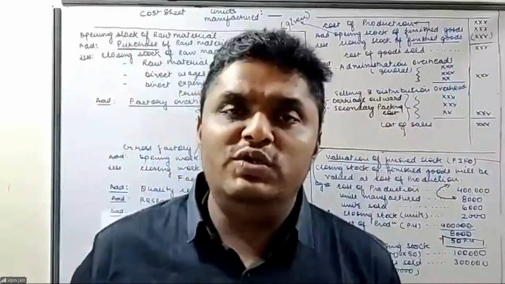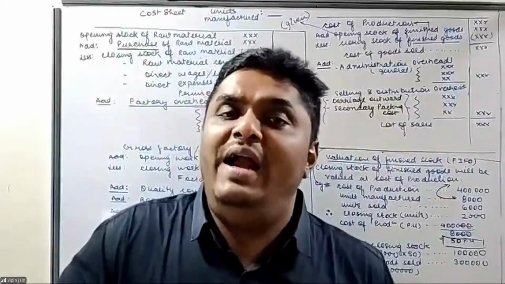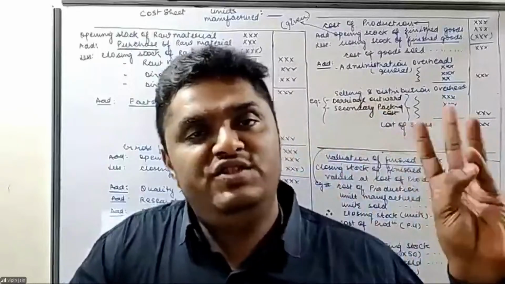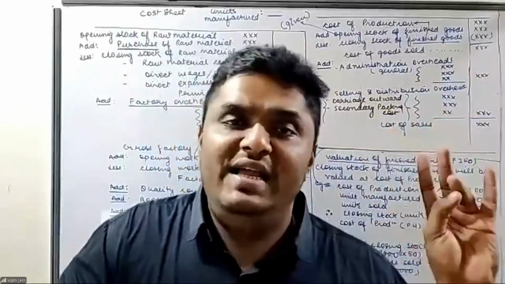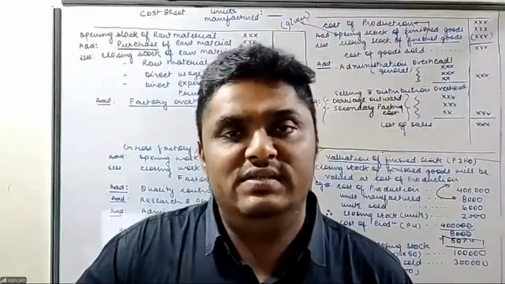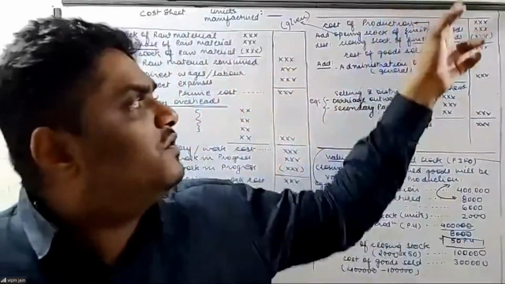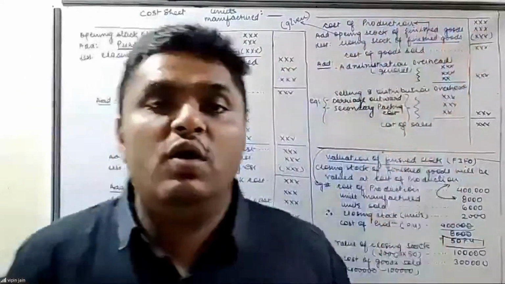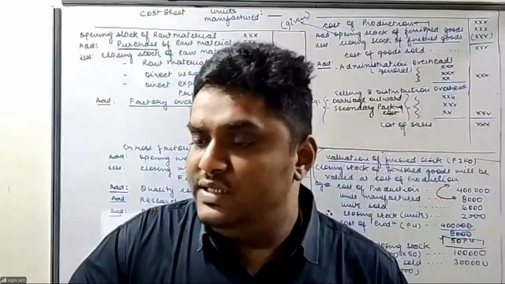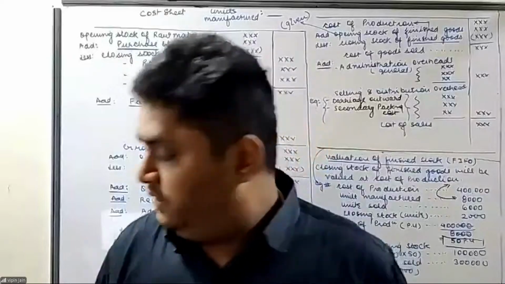In cost of goods sold, very important guys, we will add a few items, that is the remaining expenses, that is administration overhead, general, selling overheads, and distribution overhead. This is how we will get the cost of sales. Very important point, the closing stock of finished goods will be valued at cost of production. So this is all about the format of cost sheet.